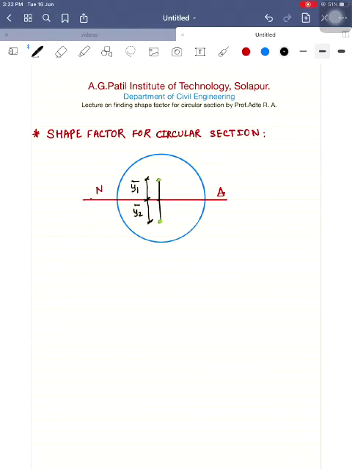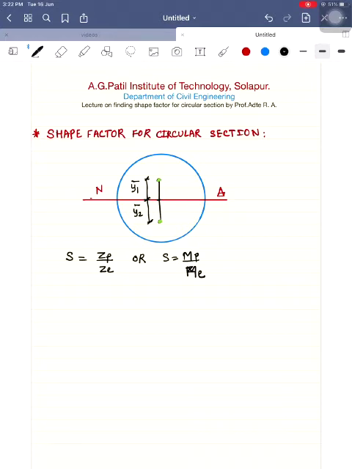What is shape factor? Shape factor is the ratio of plastic sectional modulus to elastic sectional modulus, or another definition of shape factor is the ratio of plastic moment to elastic moment. Already we have learned about plastic sectional modulus and elastic sectional modulus.